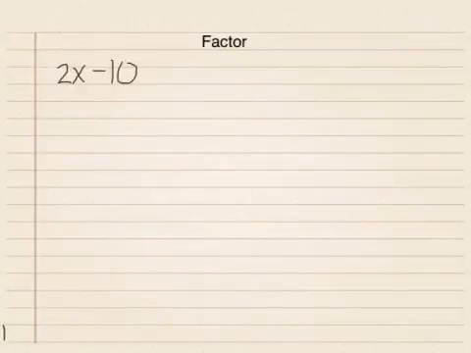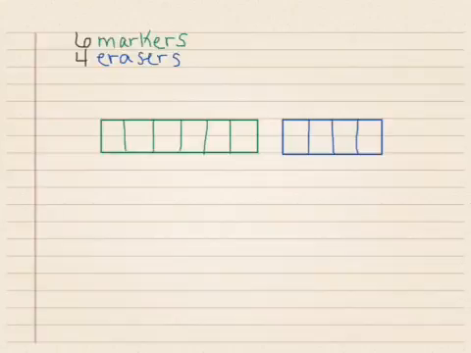Let's say the question asks you to factor in expressions such as 2x take away 10. But before we move on to showing how to do it, what I want to do is make sense of what it is that we're actually doing and when we could use it. The way I like to represent it in class is by using markers and erasers.